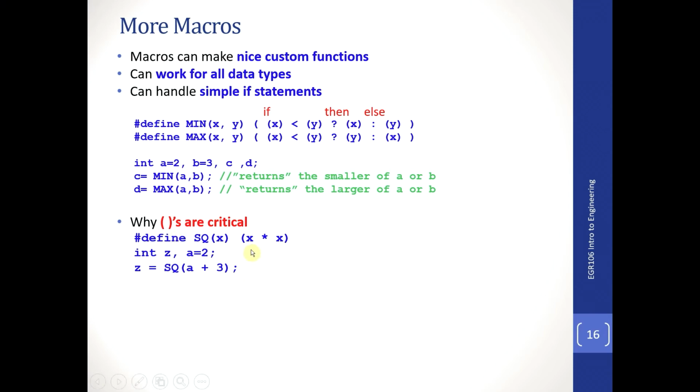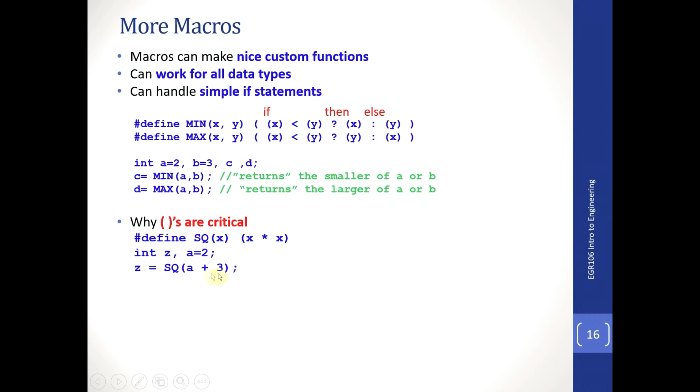We alluded to this earlier, but I didn't go through an example. Why are the parentheses so critical? Why do we have to put parentheses around each individual variable or each individual input in macros? Let's take a look. If I have a macro, SQ, it takes one input and it's defined as X times X. I have defined Z with SQ, my macro, of A plus 3.